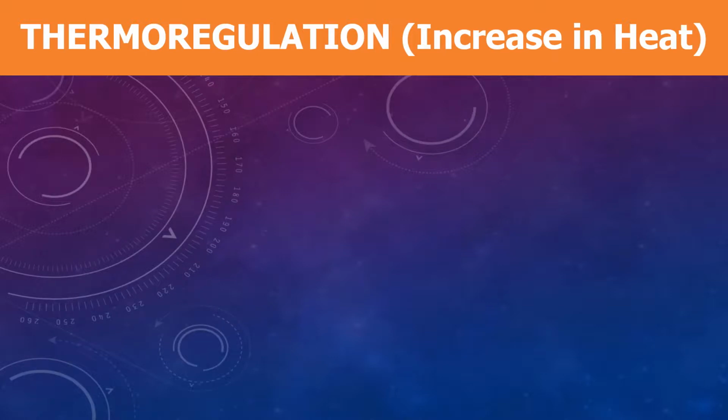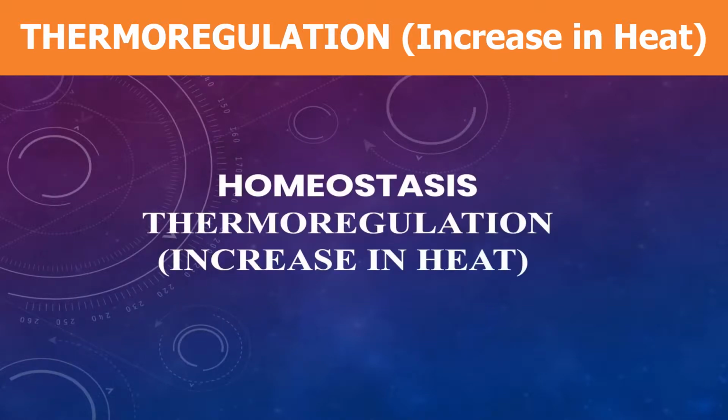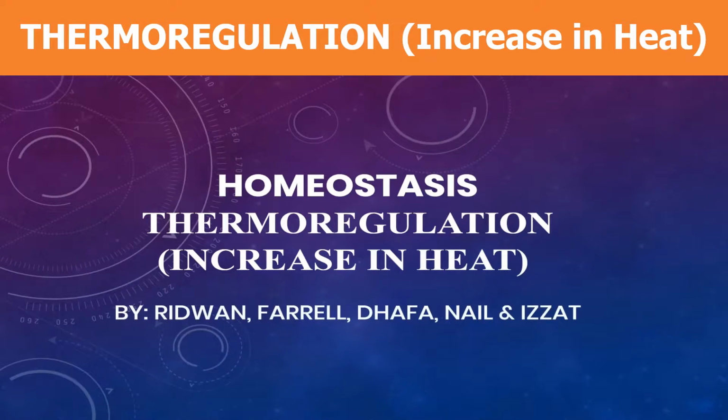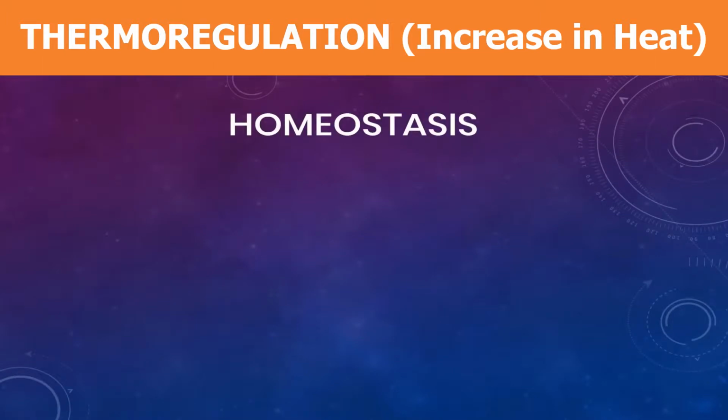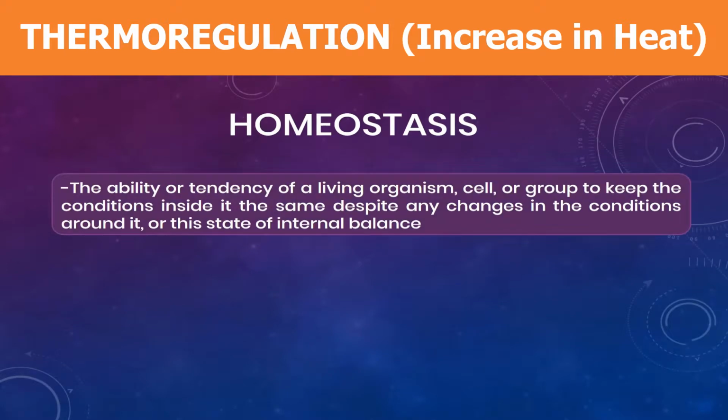So today we're going to be talking about homeostasis, thermoregulation, increase in heat by Ridwan, Farrell, Dhafa, Nile, and Izzat. So what is homeostasis actually? It's the ability or tendency of a living organism, cell, or group to keep the conditions inside it the same despite any changes in the conditions around it, or the state of internal balance. For example, humans are able to keep the average body temperature around 98.6 Fahrenheit or around 37 degrees Celsius.